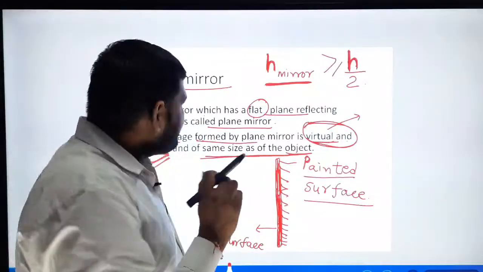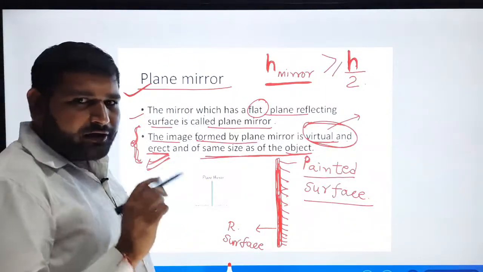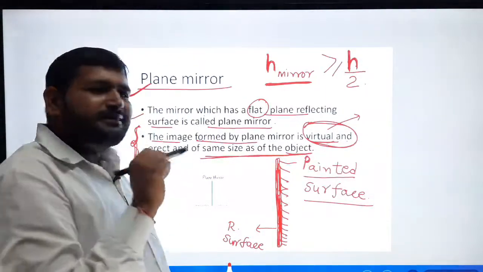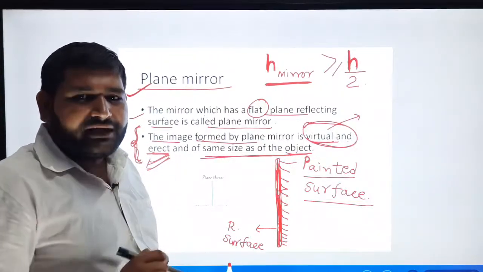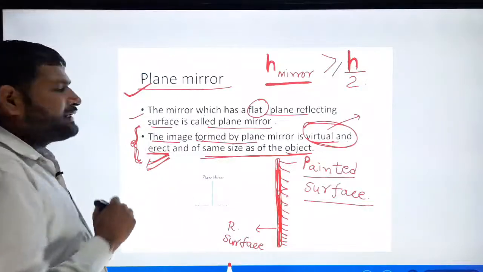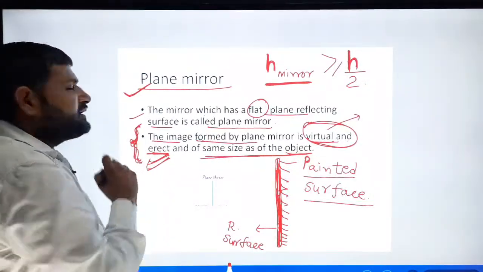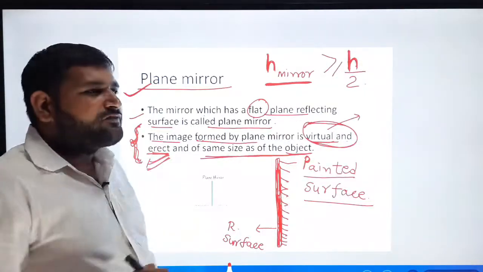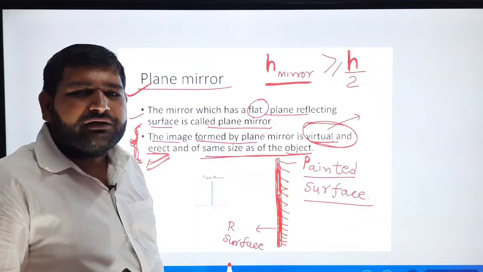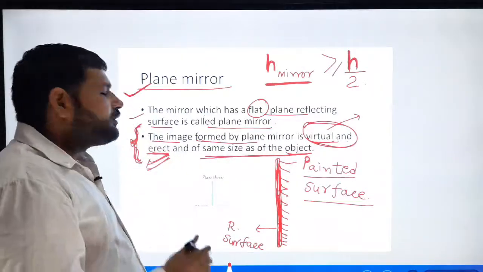Okay, so in plane mirror, first one is the definition of plane mirror. What is a plane mirror? A plane mirror is a type of mirror which has a flat or plane reflecting surface. Second question is, mention the nature of the image formed by the plane mirror, and the answer would be the nature of the image formed by the plane mirror is virtual and erect.